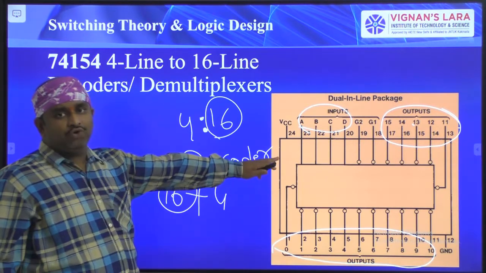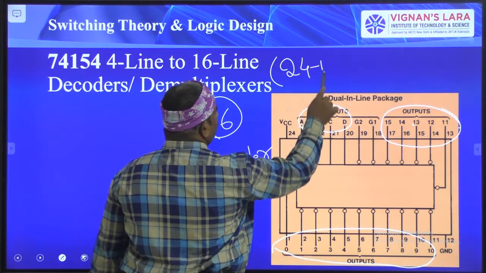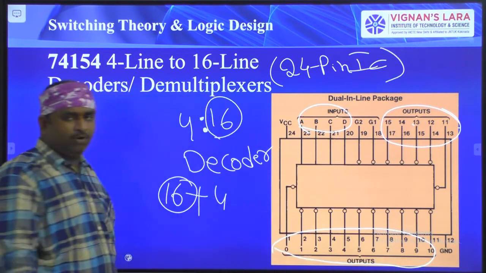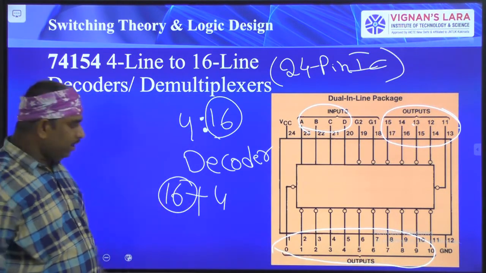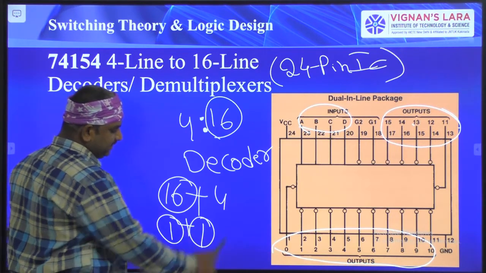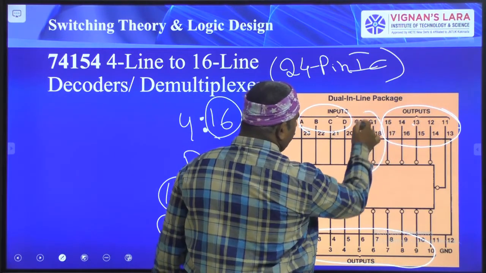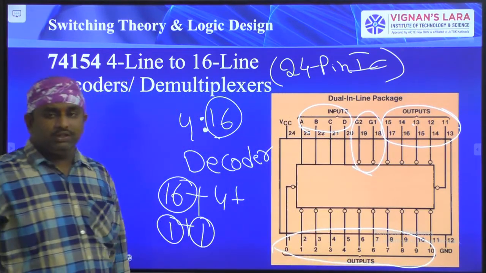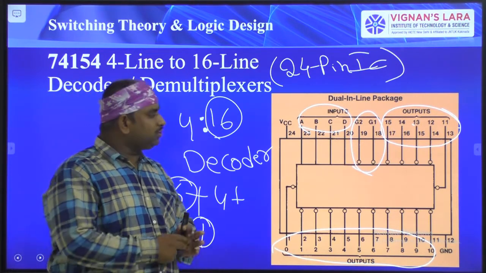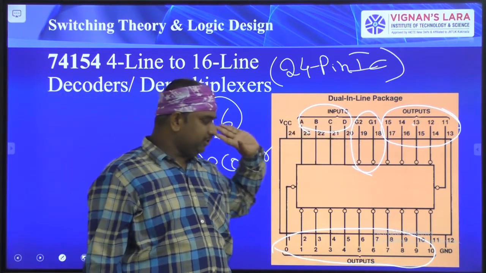Actually this is a 24 pin IC. In these 24 pins, 16 plus 4 is 20 over, and one is ground and another one is VCC. 22 pins are over, and here we have 2 more pins, G1 and G2. These G1, G2 are the enable signals here. Generally for a 4 to 16 decoder we have enable pins. Those enable pins are represented here.